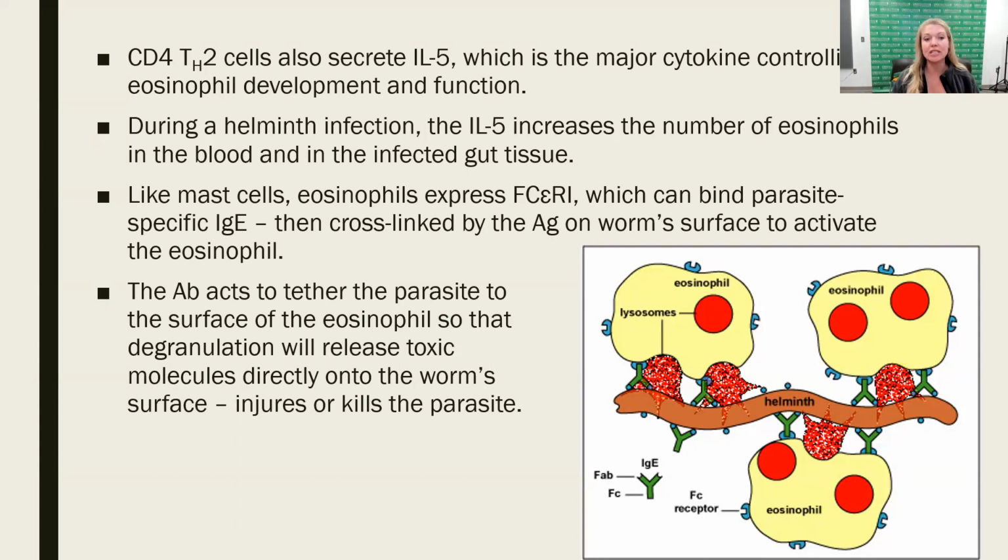But wherever these helminths are found, IL-5 will increase the production of eosinophils, but then draw the eosinophils to that infected area. And like mast cells, eosinophils also have the Fc epsilon receptors. And so they will be bound with IgE, and they also can recognize the epitopes on the helminth. Cross-linking occurs and allows degranulation of eosinophils.